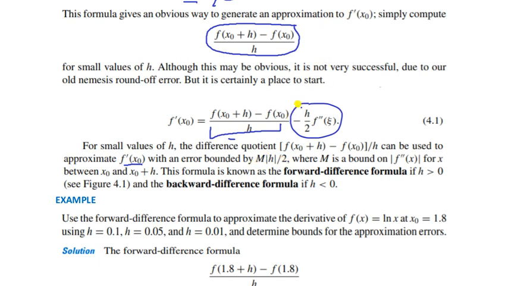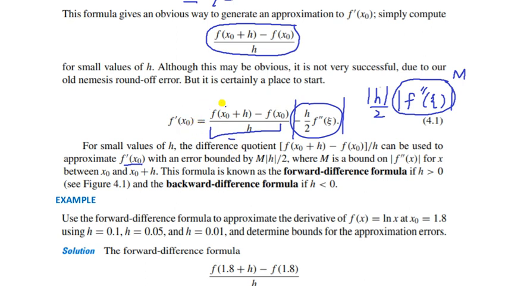If I take the absolute error, if I take the mod on both sides, what will happen? h divided by 2 and the mod of f double prime at xi. So what we do is we replace this value by the upper bound of this function, the maximum value of the second derivative. This gives you the maximum bound. So this M is basically the bound on the second derivative.